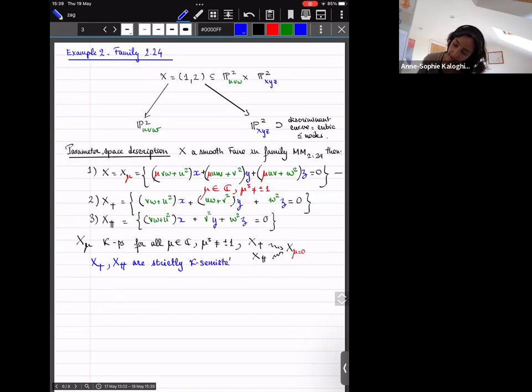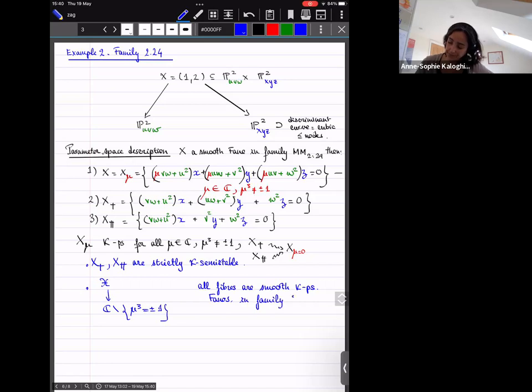And we have essentially this parameterization here, X over C minus the cube roots of, so C minus mu cubed equals plus or minus 1. Let me just write, where all of the fibers are smooth K-polystable Fanos in family MM224.